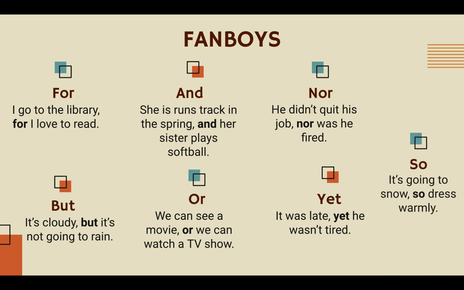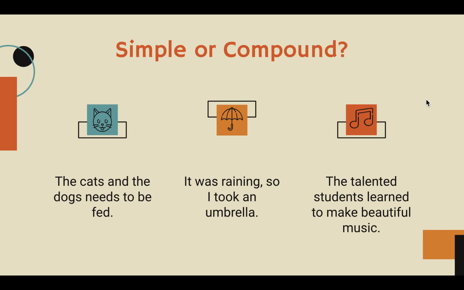Okay. The most common fanboys that you're going to use are and, but, or, and so. To be quite honest, we rarely use the other words, and they're quite formal as well. But if you can memorize and, but, or, and so and get used to using those, they're going to help you tremendously in your writing. Okay, a little bit of practice. Are these sentences simple or compound? You can pause the video while you read the sentences and decide if each one is simple or compound.